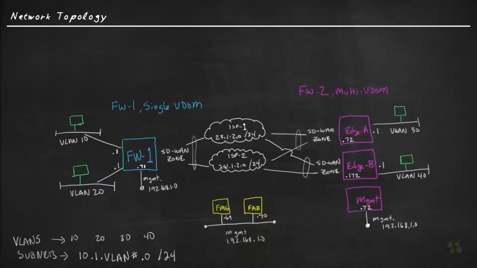networks respectively. And then over here for VLAN 10 and VLAN 20, which is the 10.1.10 network and 10.1.20 network, we're going to use the IP address of .1 on each of those subnets. And Firewall 1 is currently in single VDOM mode. So let's take a look at the interface and verify those aspects.